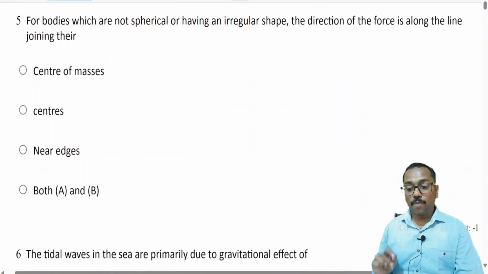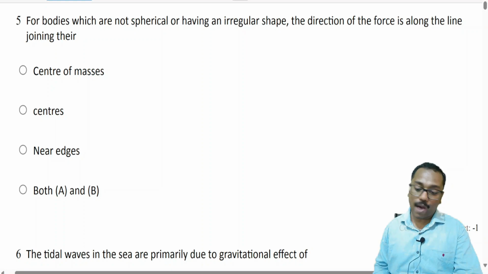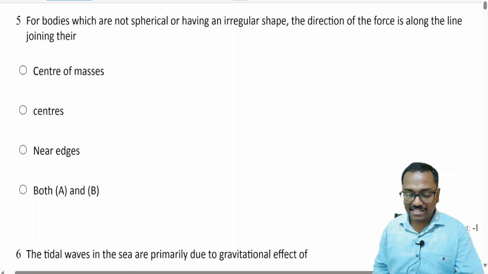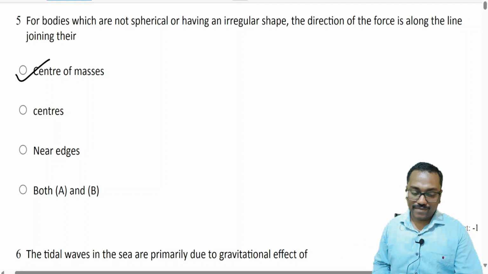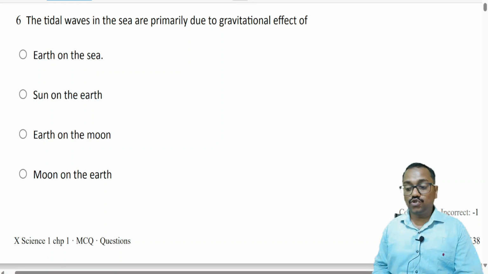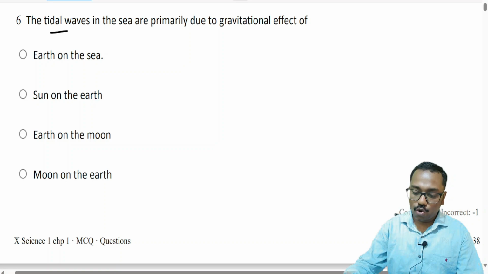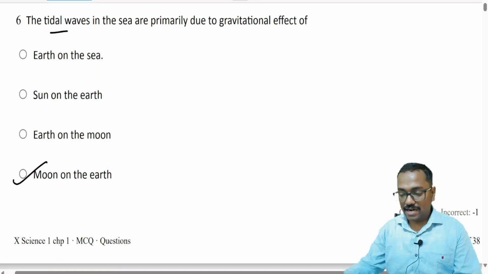Question number 5, for bodies which are not spherical or having an irregular shape, the direction of the force is along the line joining there. Option 1 is center of masses, option 2 centers, third is near edges, fourth one is both A and B. So its answer is center of masses. Next, sixth question, the tidal waves in the sea are primarily due to the gravitational effect of option 1 earth on the sea, second sun on the earth, third earth on the moon, and fourth moon on the earth. Now tidal waves means high tide and low tide. So its answer is moon on the earth.